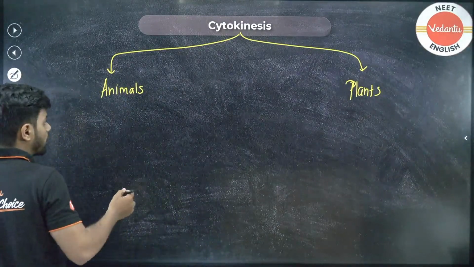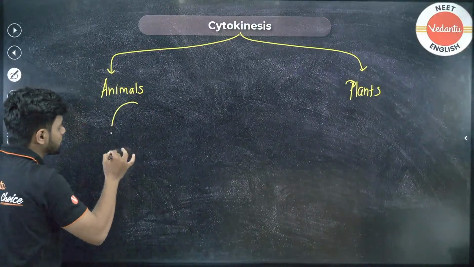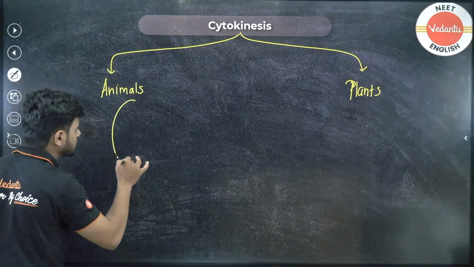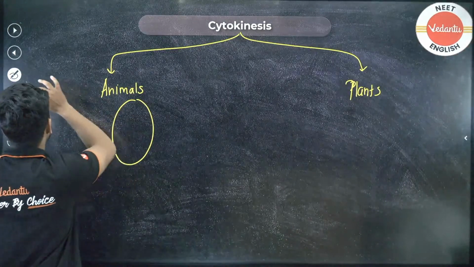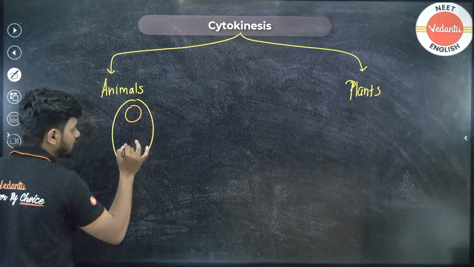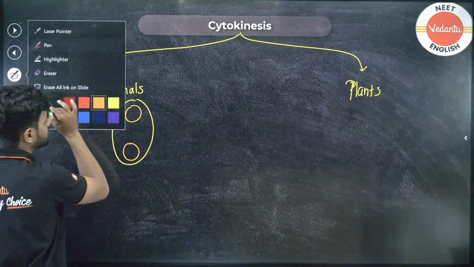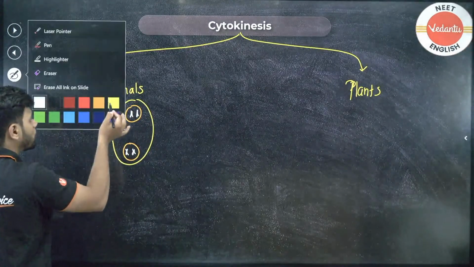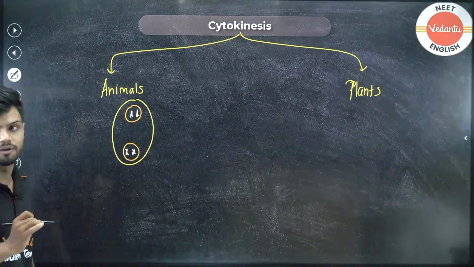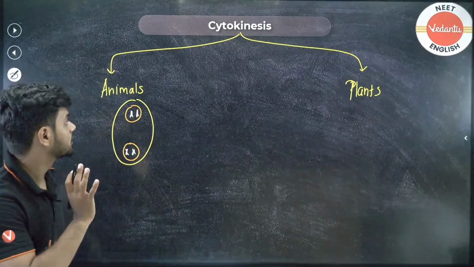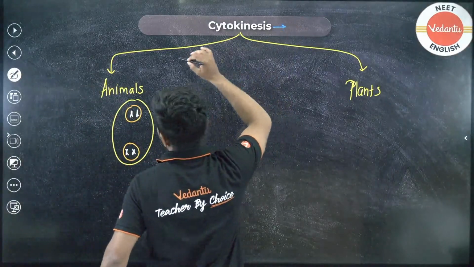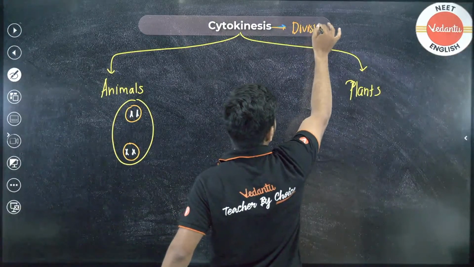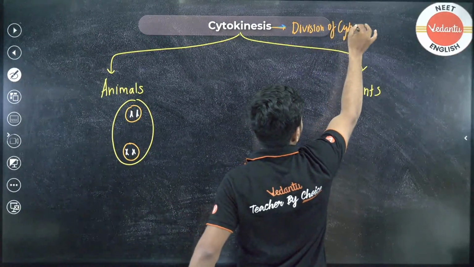Let me tell you. Now, in the case of animal cell, this is your telophase cell. In telophase cell, we have one nucleus here and one nucleus here. Inside that we have the chromosomes, and condensation is happening. Now listen to me very carefully. In the case of your animal cell, that is cytokinesis: division of cytoplasm.